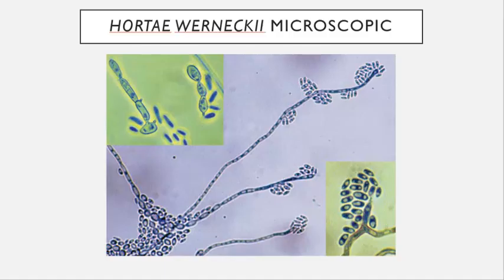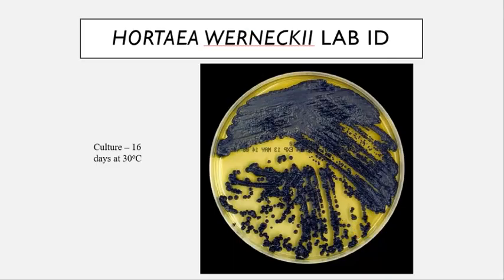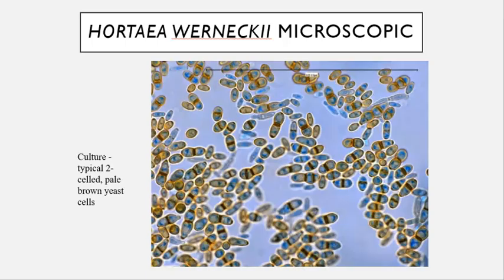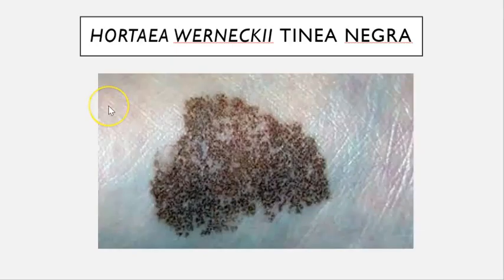Here's what Hortaea werneckii looks like under the scope. Here's what it looks like in culture. This is at 16 days when it's been incubated at 30 degrees Celsius. So this is an older culture when it's turned to that greenish black color. Here's another image under the scope. This is more of the yeast form. This is a picture of Hortaea werneckii on the skin. This is why a lot of times it's misdiagnosed as malignant melanoma, because of this black patch on the skin.